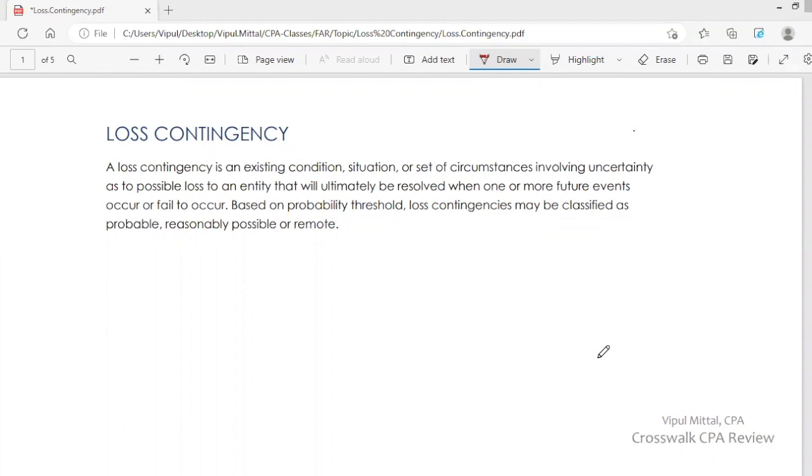A loss contingency is an existing condition, situation, or circumstances involving uncertainty. A very important aspect of a contingency is uncertainty. So, a loss contingency is an existing condition, situation, or set of circumstances involving uncertainty as to possible loss to an entity that will ultimately be resolved. This uncertainty will ultimately be resolved when one or more future events occur or fail to occur.